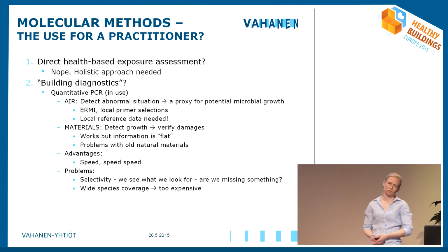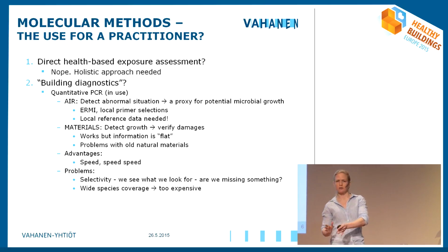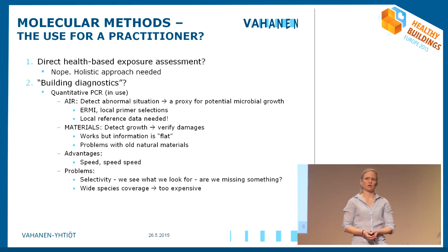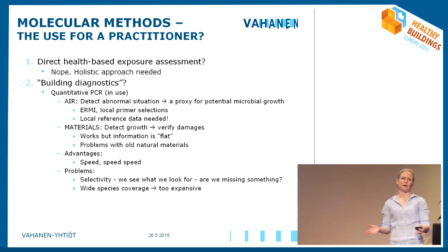But because we have to know what we are looking for, and we are only targeting maybe 20 or 30 species, we have no idea what else is there. So this qPCR method is such that you can only find what you want and name what you are looking for. Also, if you want to widen the species coverage, if you want to see many tens of species, it becomes very expensive and not good for practical situations.